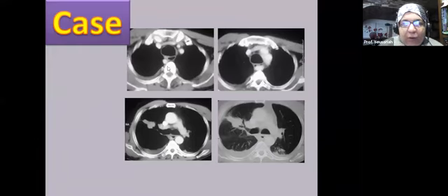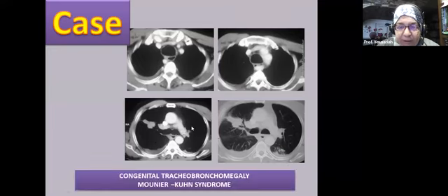Again, the trachea. What we see here is a markedly dilated trachea. It's bigger than the vertebra, okay? This dilated trachea affects the course of the trachea all through, and even affects the main bronchi. This is a syndrome, a congenital tracheobronchomegaly called Mounier-Kuhn syndrome.